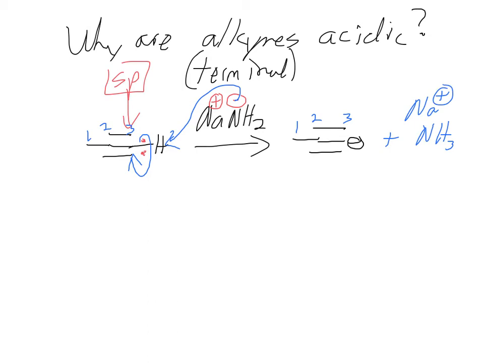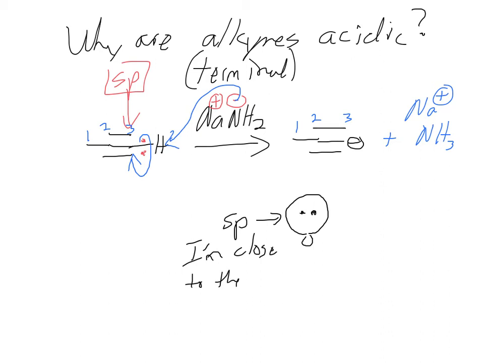So where is this negative charge? What kind of orbital? It's in an sp orbital. And an sp orbital is little fat guys. I'm an sp orbital. I'm close to the positive nucleus.